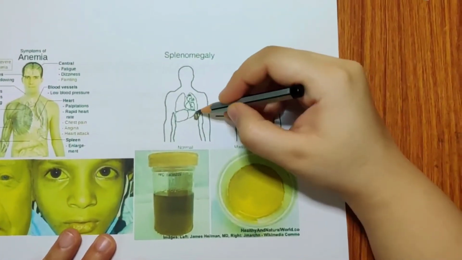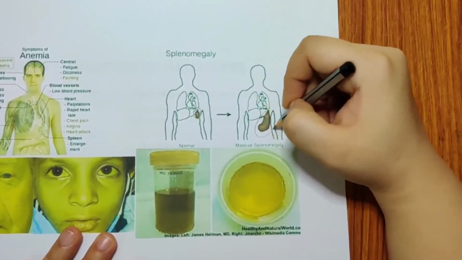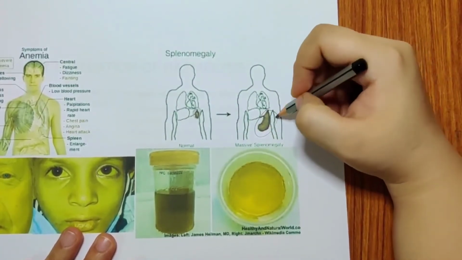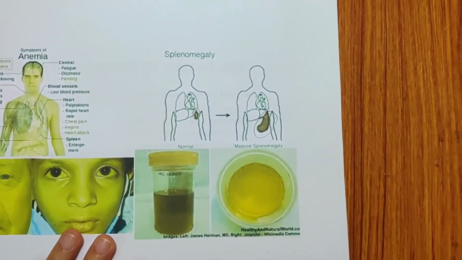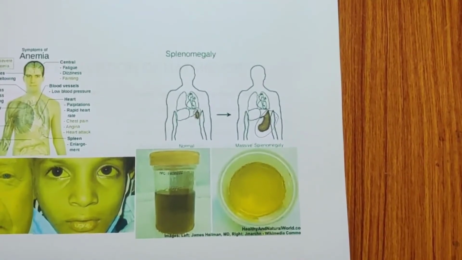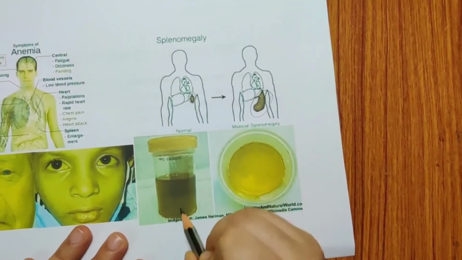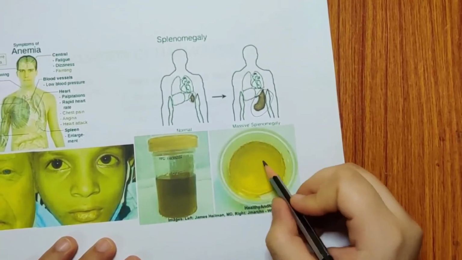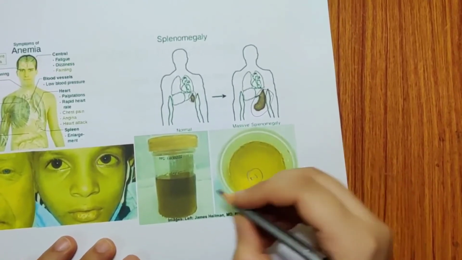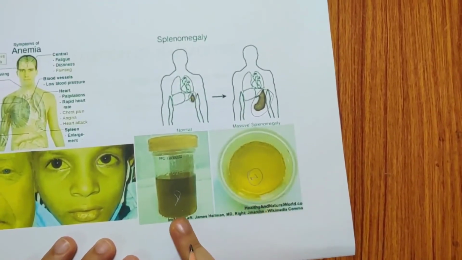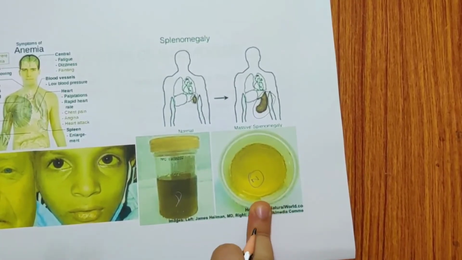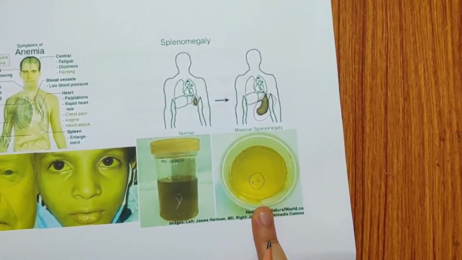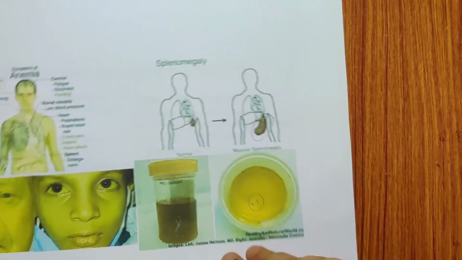So what happens? A normal spleen is so small, but because of overwork the spleen increases. This is known as massive splenomegaly. We had spoken about hemoglobinuria. In hemoglobinuria, you can see dark color urine. You see, this is the normal urine, and this is such a dark urine. So you can see the change in color of the urine.